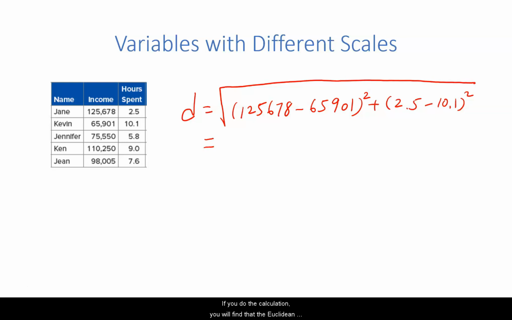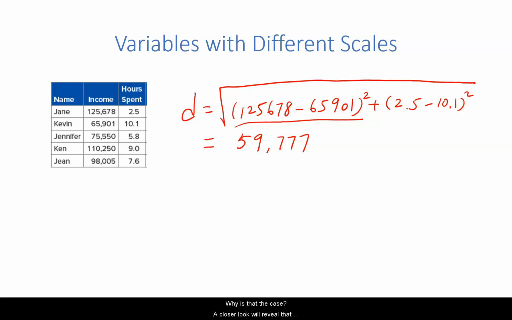If you do the calculation, you will find that the distance between Jane and Kevin based on their incomes and the number of hours spent online is 59,777. If you look at this number more closely, you will realize one problem. This number is almost exactly the same as the difference in income between Jane and Kevin, which means that the number of hours spent online played almost no role in calculating the Euclidean distance.